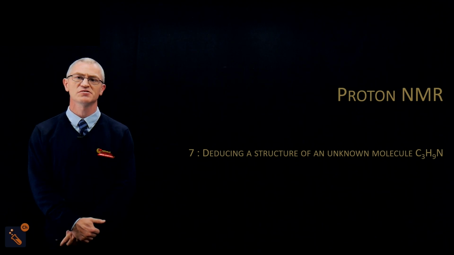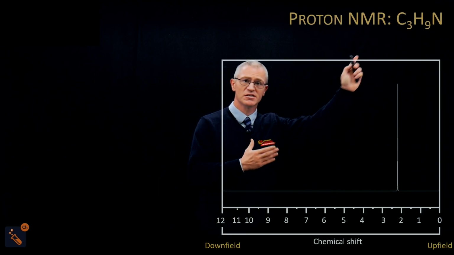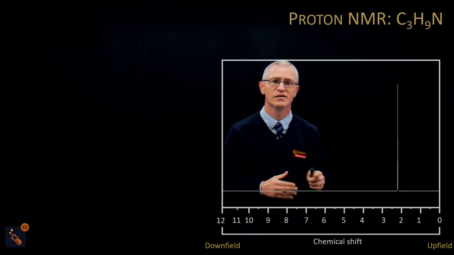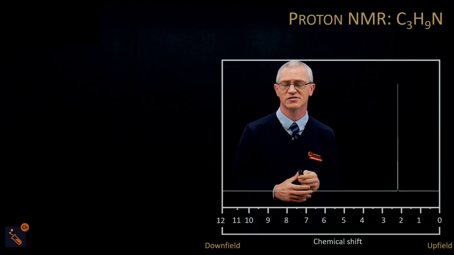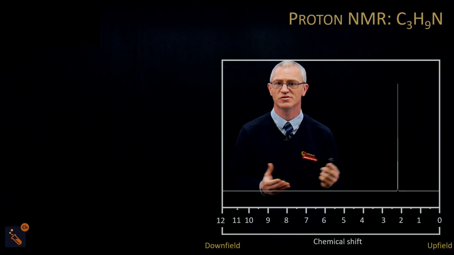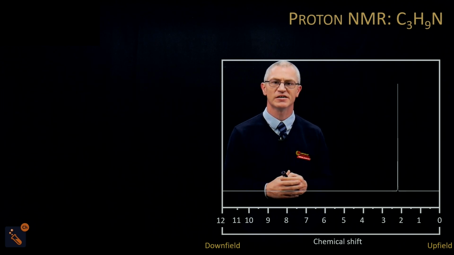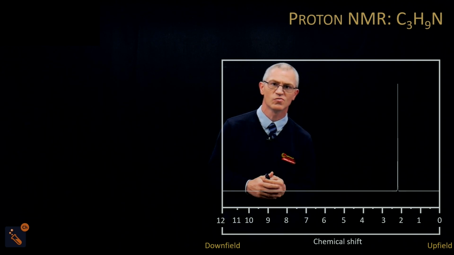In this video, we're going to deduce the structure of an unknown molecule where you're given no relative peak area. So if you look here, we've got C3H9N, and we've just got one singlet at 2.1. Now you can look at the data sheet, for example, and that could give you some information. Or you can think about it in a slightly different way.